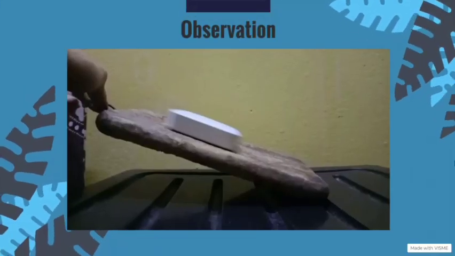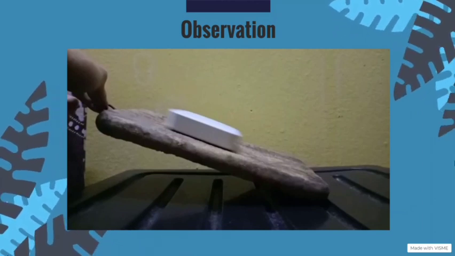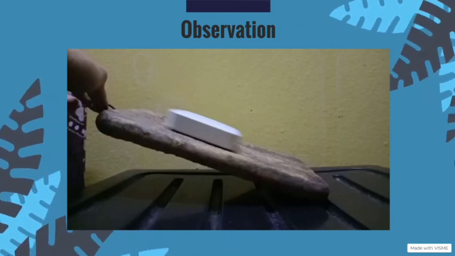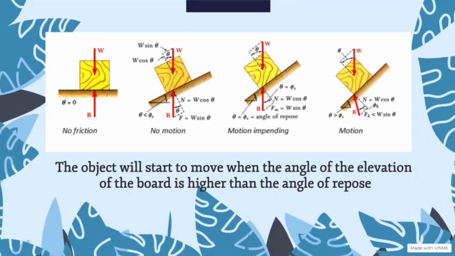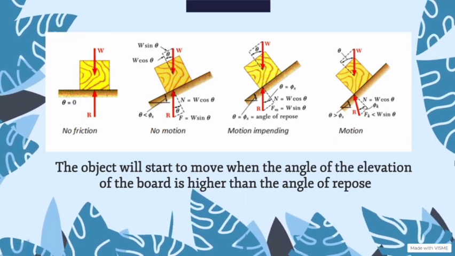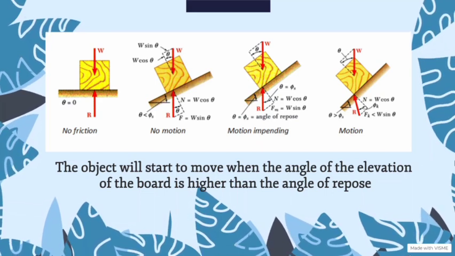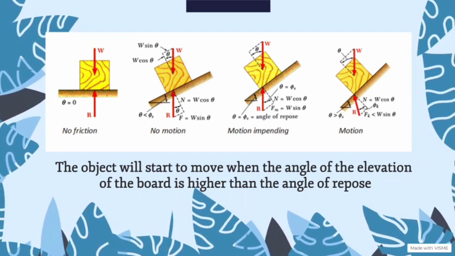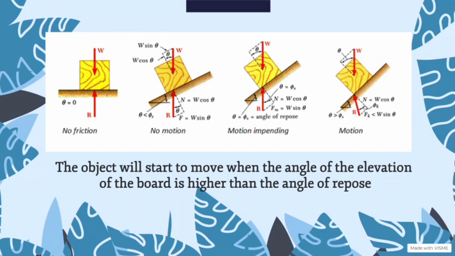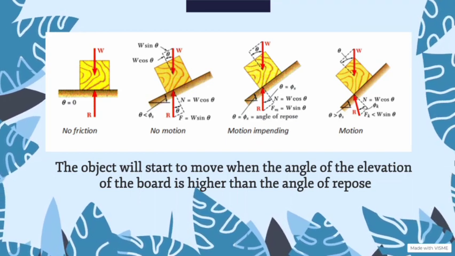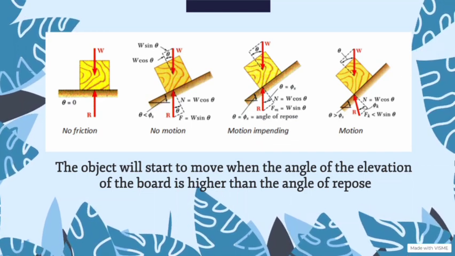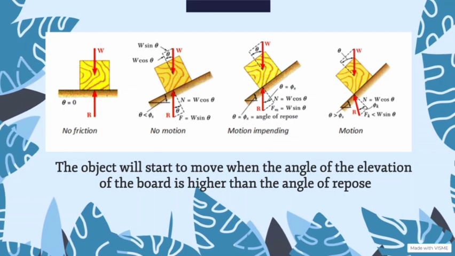So what can we observe from the video? We know that at a certain level, the object will start to move. So how can this happen? As you can see from the video, when the board is being elevated, the angle becomes greater and greater. And at one point, when it reaches the maximum height, the object will start to move and slip down the inclined plane or the board.